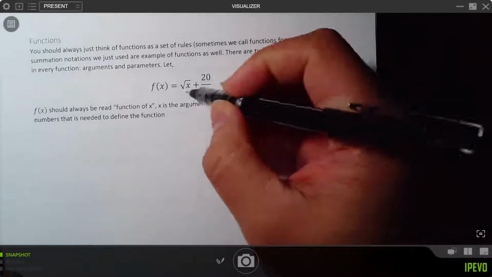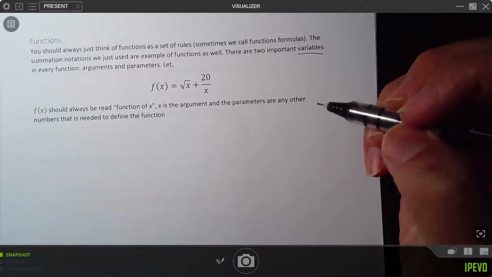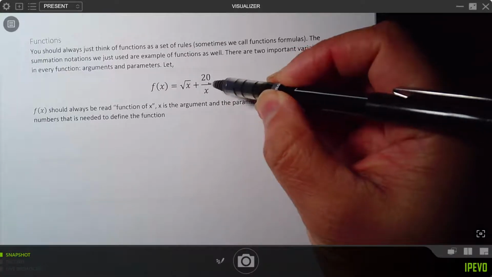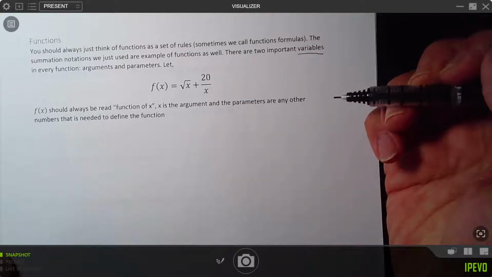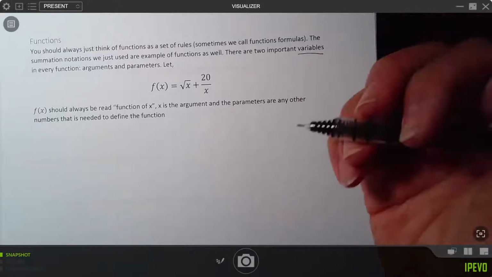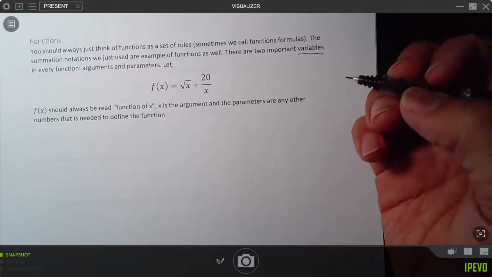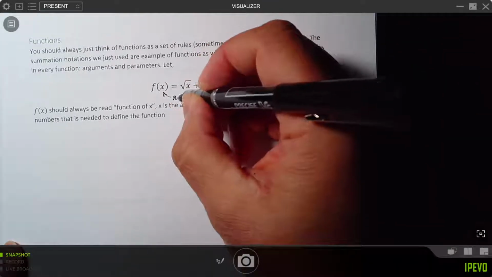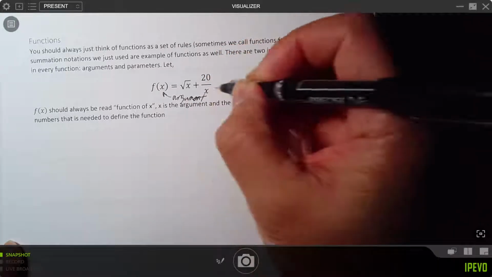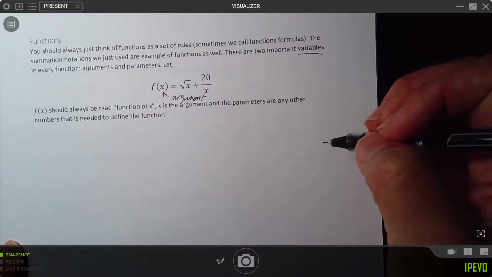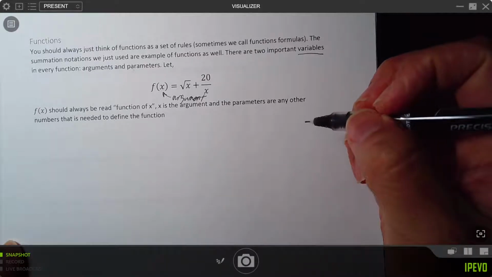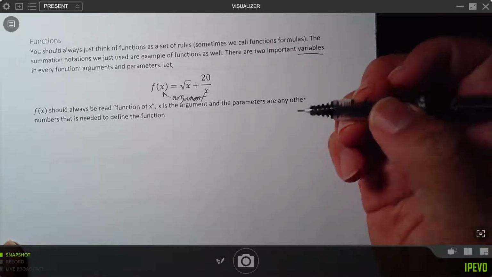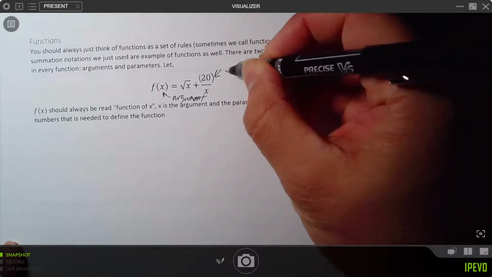Here is a function you have likely seen in algebra 2: the square root of x plus 20, divided by x. What you want to recognize is which is the argument and which is the parameter. The argument is always inside the parentheses, so in this case the argument is the variable x. X is what goes into the function. The parameter is basically anything that defines the function, so in this case, 20 is a parameter.